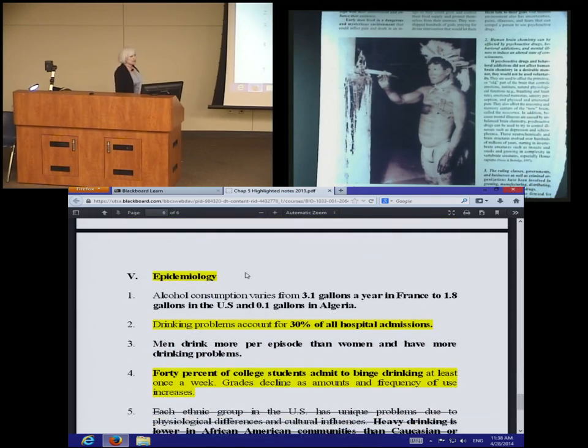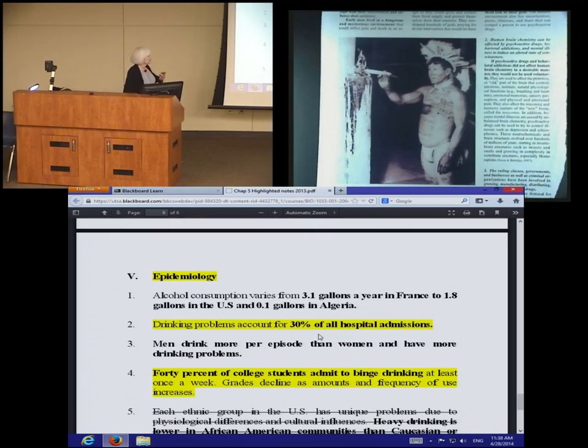Okay, epidemiology. Who drinks, how much? I'm not going to ask you anything about what countries drink most. It's there in your notes, but I won't ask you that. I do want you to know this amazing statistic: 50% of people who arrive at emergency rooms and are admitted, there's alcohol involved. It doesn't have to be driving. Lots of things can happen.